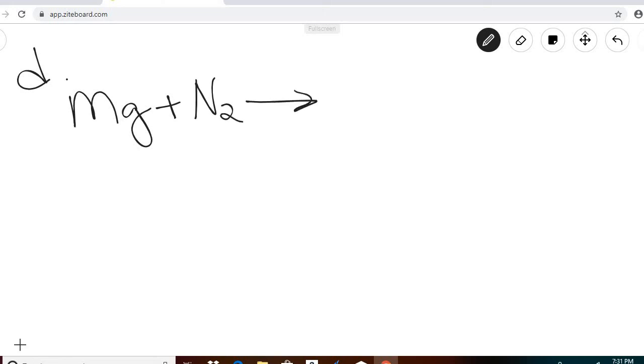The next one is solid magnesium plus nitrogen gas, and we get magnesium nitride, Mg3N2. So you should recognize that as a formation reaction.